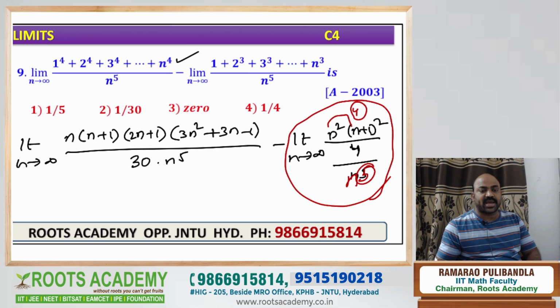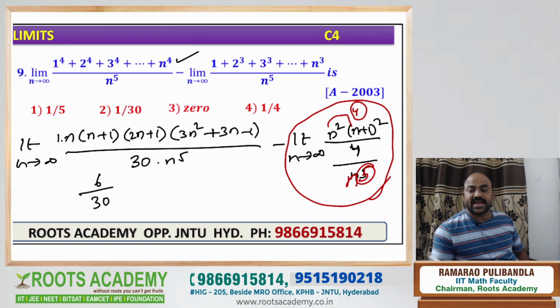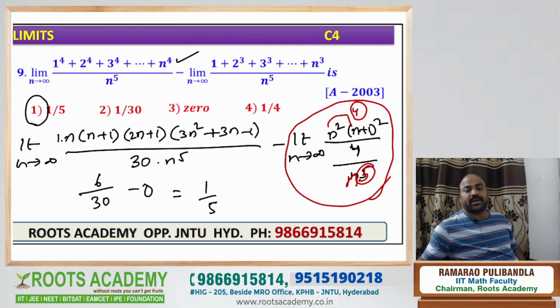Are you getting what I am saying? So what about this fellow's answer? Can you say what the highest coefficient is? Coefficient of the highest power: this is 1 into 2, so 2 into 3, 6 by 30. That is the highest, minus 0. When I cut this fellow, I will get 1 by 5. Do you know this is the previous mains question? What a beautiful question it is. So the answer is 1 by 5.